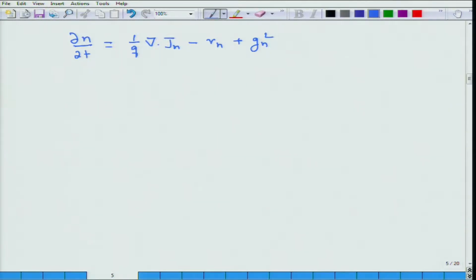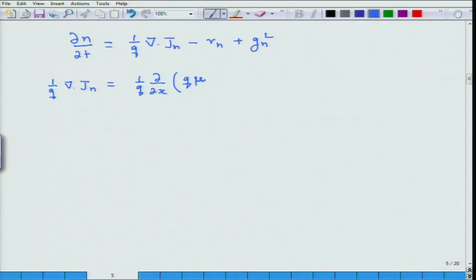If we follow that, let us look at the first term here on the right hand side. So, 1 over q times the gradient of the current density due to electrons. Since the problem has been simplified to one dimension, I only need to worry about del over del x and expand J of n.